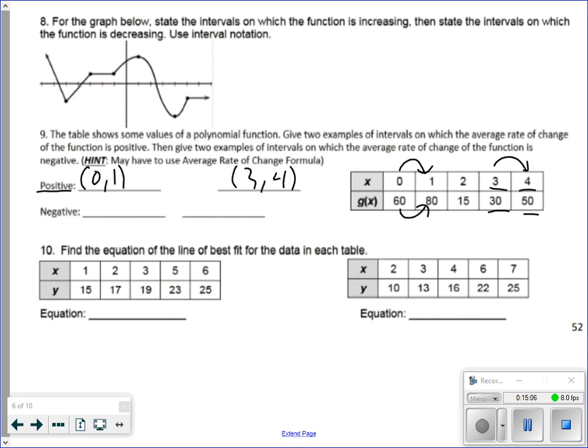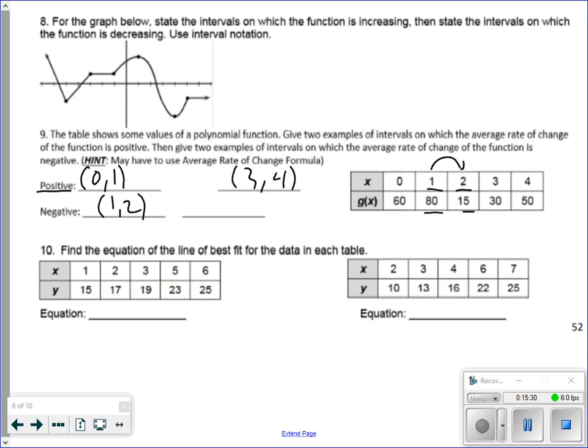All right? And then for some negative ones, we're going to do the same thing. We're going to look for intervals where the y value decreased. So if we go from 1 to 2, x is 1, then you go to x is 2, we go from 8 to 15. That's a decrease right there. We decreased on the range 1 to 2.